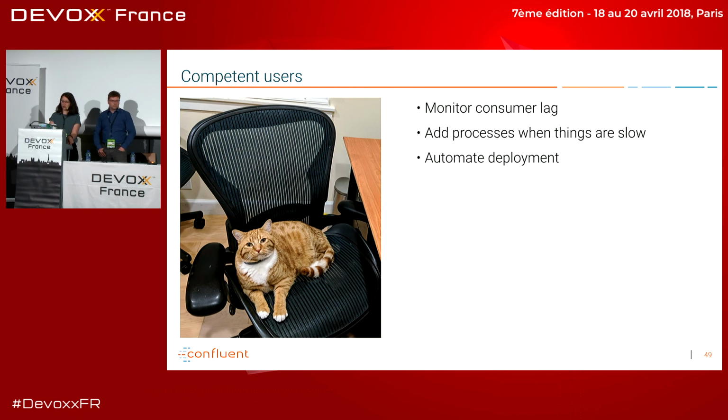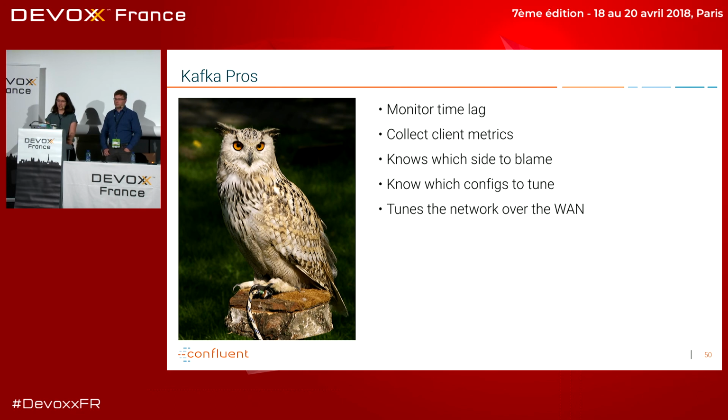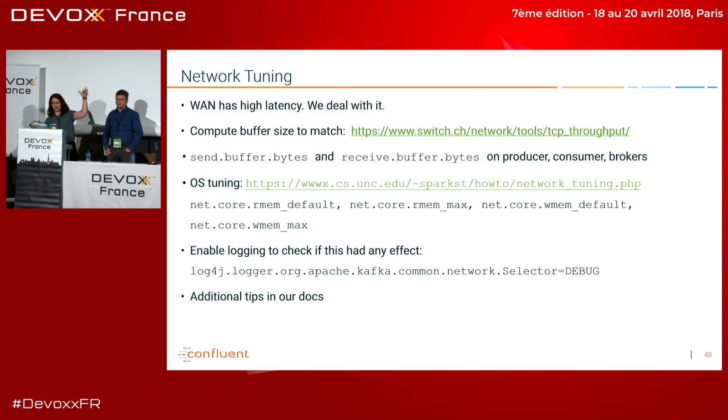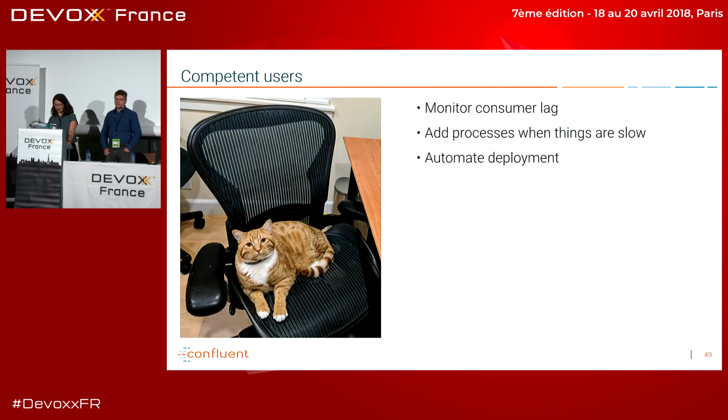So good users monitor consumer lag. They add processes when things are slow. Scale out is always an option. And they automate it. So they click a button and they can add more producers and consumers. If you're a pro, you also monitor the time lag. You have all the client's metrics, so you know if the consumer or producer has to play them. You know about the configs. And you know how to tune the network over the WAN because you read all those different papers that I pointed out.